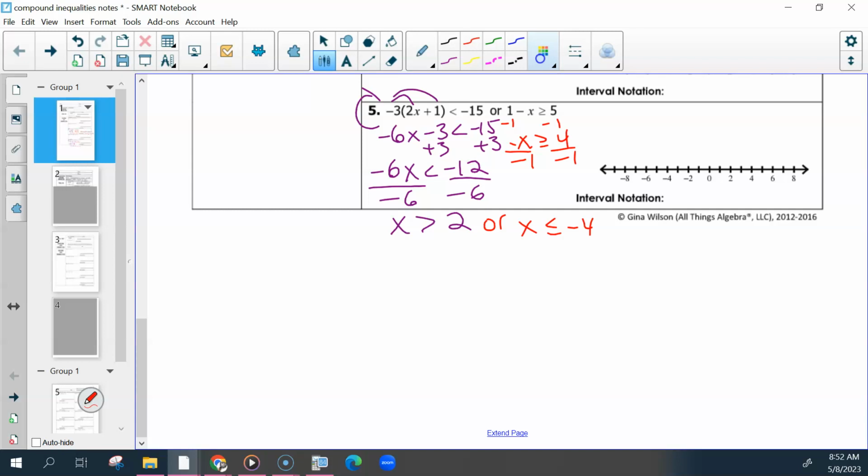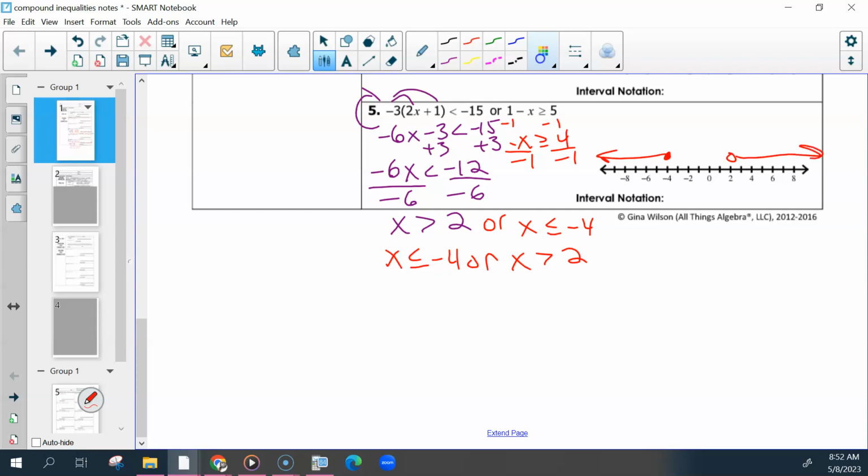So again, if you want to write it in order where whichever one is pointing to the left comes first, you can do that. It's not necessary. So negative 4 would be open or closed? Closed because of the equal to. Going to the left, 2 would be open. Going to the right.